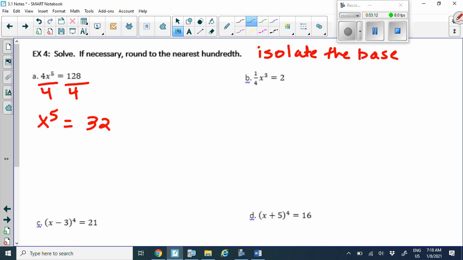Now, what we want to do is the opposite. We want to get rid of that exponent. Just like when we did squares, right? If we had a to the 2nd power, we square rooted it. If it was to the 3rd power, we cube root. So here, this is what we call a 5th root.